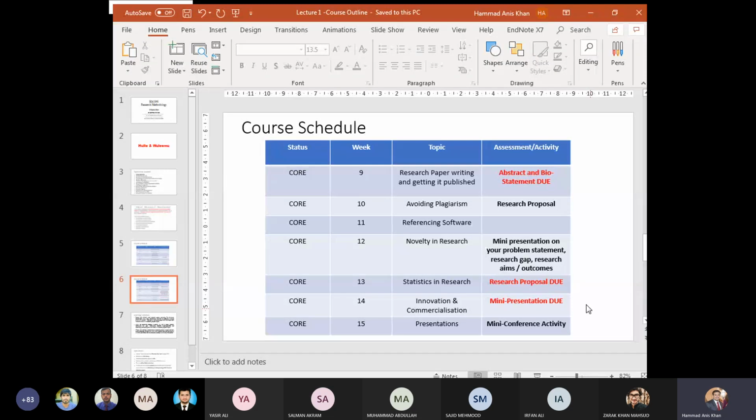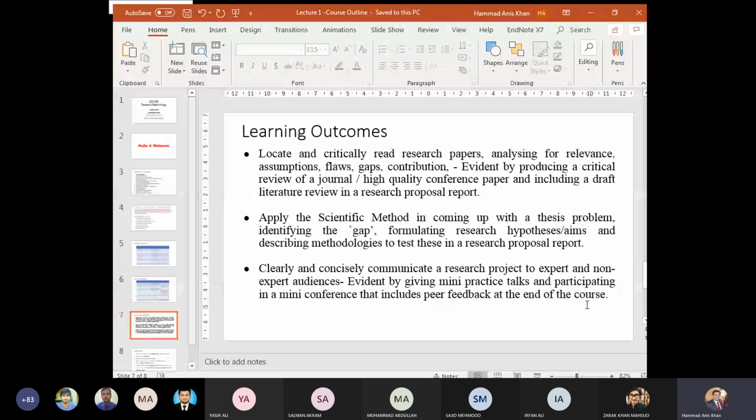And then you will have your mini presentation. I will expect you to present your thesis, your research proposal, and you can present yourself: who are you, who am I talking to, something like that. So this would be the course schedule which I have planned. It can vary, it can increase, or maybe decrease.